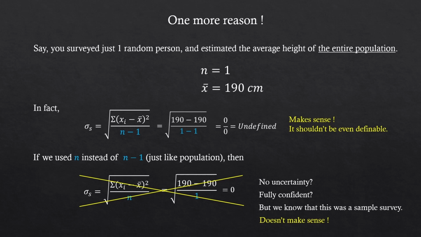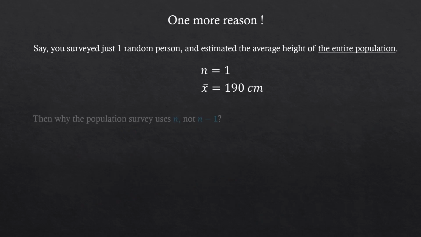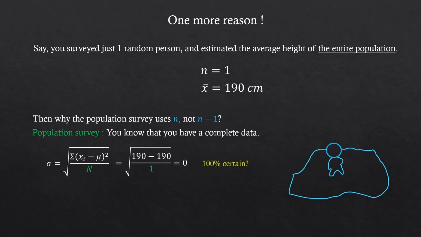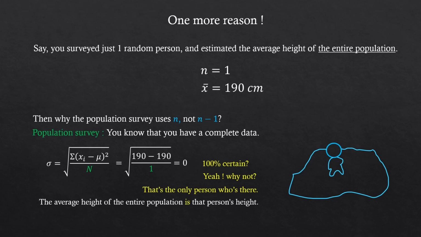Okay, but then why does the population survey use n, not n-1? Is this kind of circumstance okay in population statistics? Okay, stop for a second and think about this. Population survey is when you know that you have complete data. If this was a population survey, this automatically means that there's really just one person living there. So with just n, 190 minus 190 over 1 gives 0. So 100% certain? Yeah, why not? That's literally the only person who's there. The average height of the entire population is that person's height.